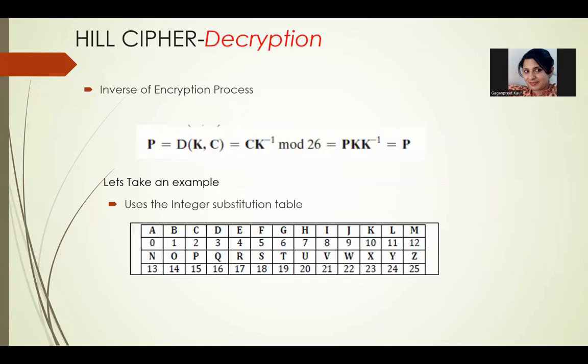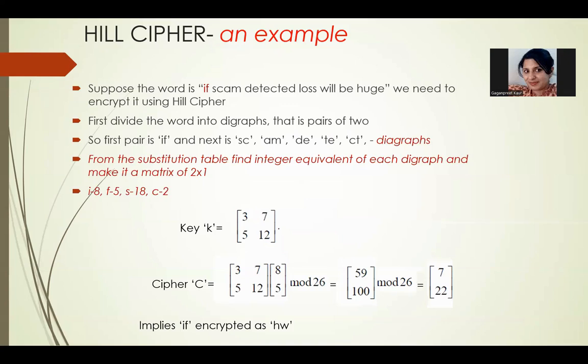Decryption will be the inverse of the encryption process. And now let's start with the example using the substitution table. You should memorize or remember this. So let's take this example. The message is, if scam detected, loss will be huge. I am going for digraphs, so I will distribute this entire message into groups of 2. First IF, next SC, then AM, then DE, then TE, then CT, ED, LO, double S, WI, LL, B, and so on.